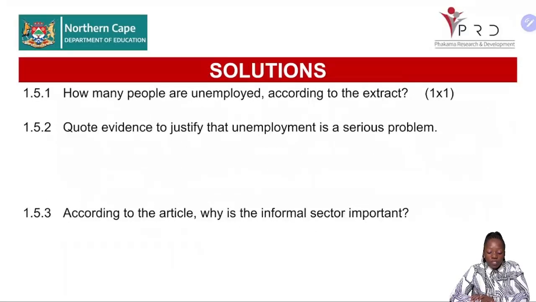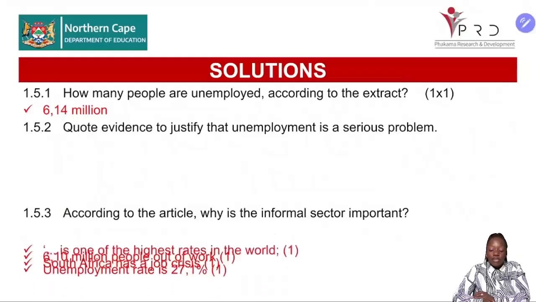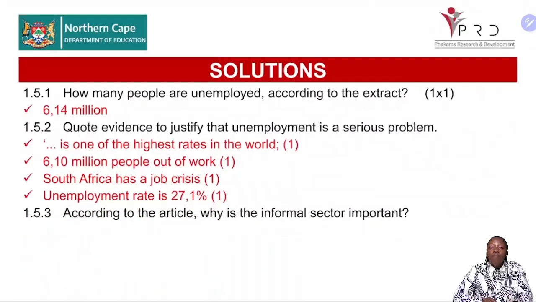Right? Our first question there, how many people are unemployed? According to the extract, we realize that it is 6.14 million, and we have got the figures from the extract. Then your 1.5.2, you were supposed to quote evidence again to justify that unemployment is a serious problem. So there are 4 quotes that you were supposed to pick up. You either pick the one that is one of the highest rates in the world, or 6.10 million people out of work, or South Africa has a job crisis.